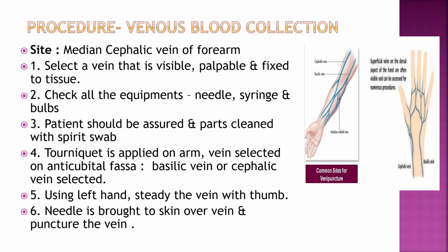So first is the site. It is the median cephalic vein of the forearm, or whichever palpable, visible, prominent vein we can select of the arm, forearm, or from the wrist. Then select the vein and clean it with a spirit swab, and then apply the tourniquet to make the vein prominent, and ask the patient to close the fist so that the vein becomes visible. Then with the left hand steady the vein, put the needle into the skin, puncture the vein and collect the blood.